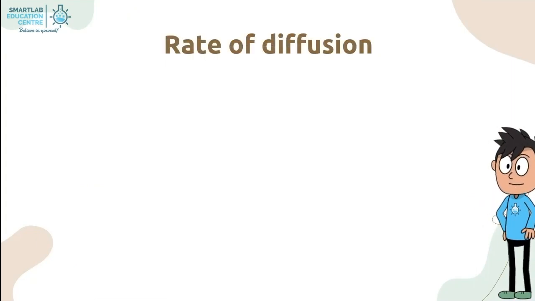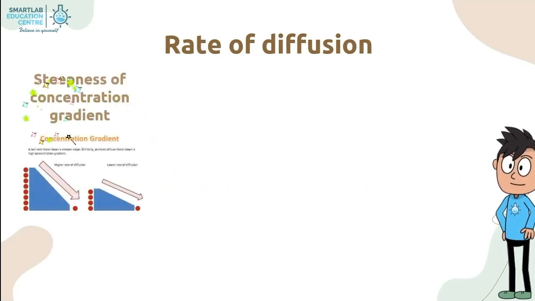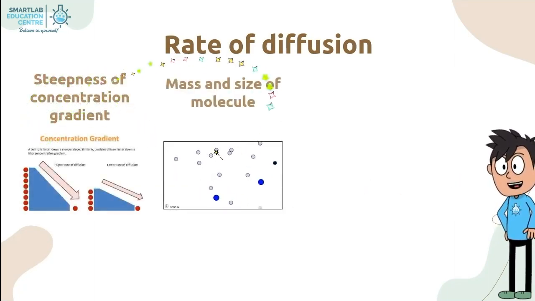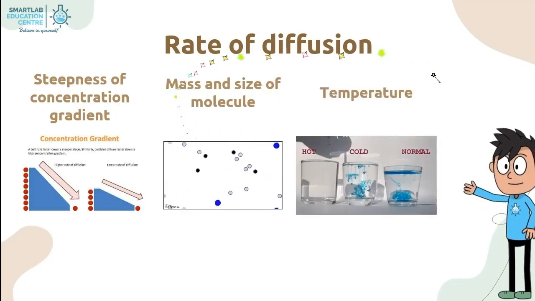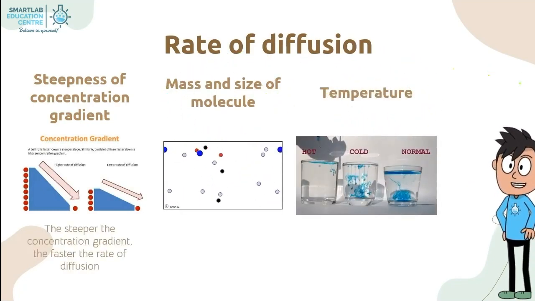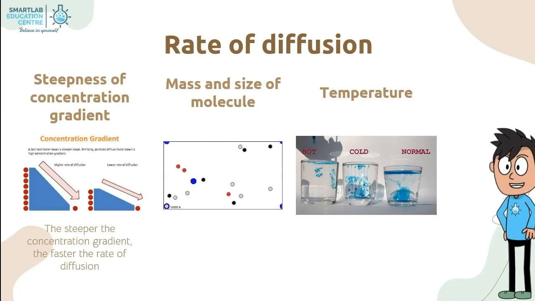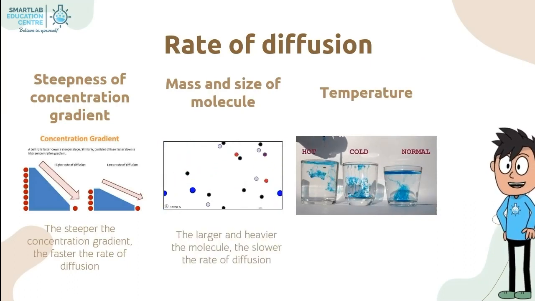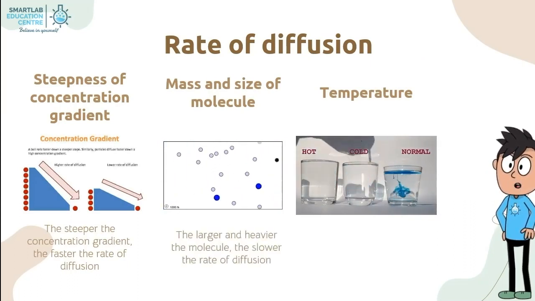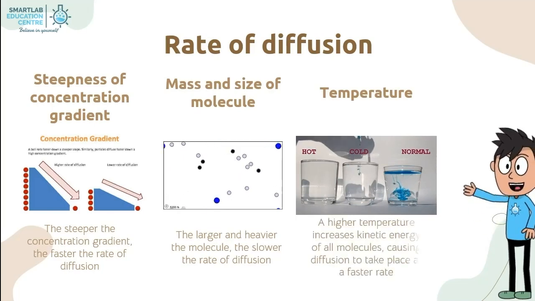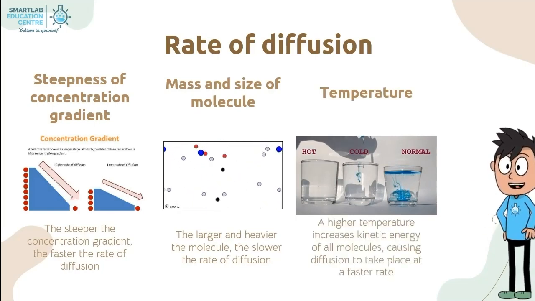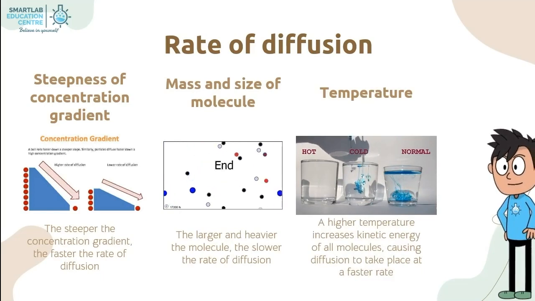Rate of diffusion. Rate of diffusion is affected by these factors: steepness of concentration gradient, mass and size of molecule, temperature. The steeper the concentration gradient, the faster the rate of diffusion. The larger and heavier the molecule, the slower the rate of diffusion. A higher temperature increases kinetic energy of all molecules, causing diffusion to take place at a faster rate.